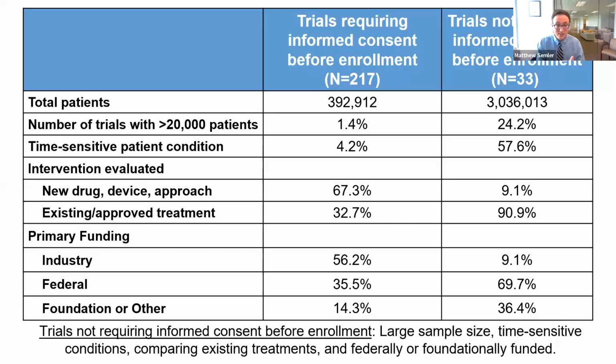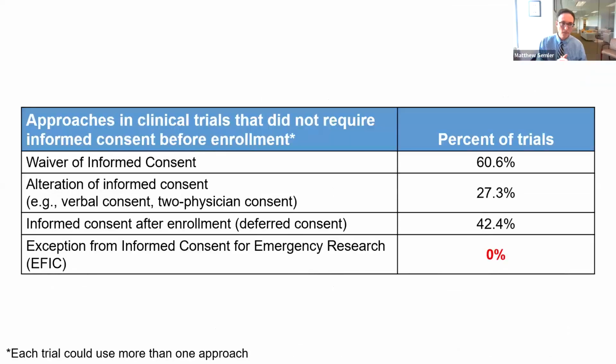So just to summarize that, what are the characteristics of these trials that are not requiring informed consent prior to enrollment? They're more likely to be very large trials. They're more likely to evaluate time-sensitive conditions. They're more likely to compare existing and approved treatments. And they're more likely to be funded federally or foundationally than funded by industry. Next slide.